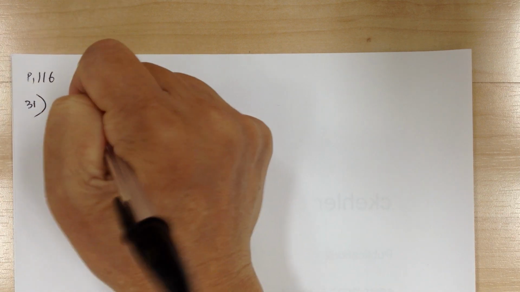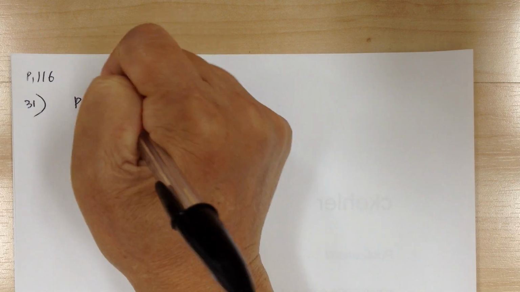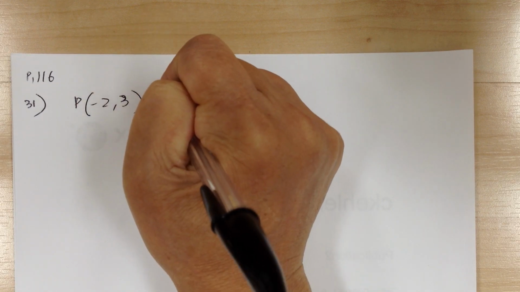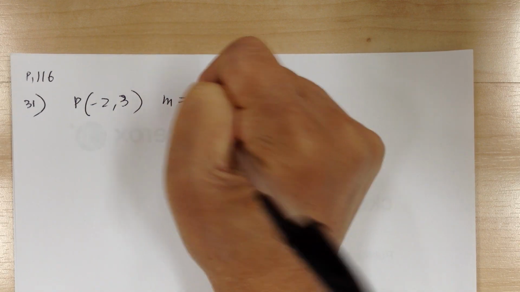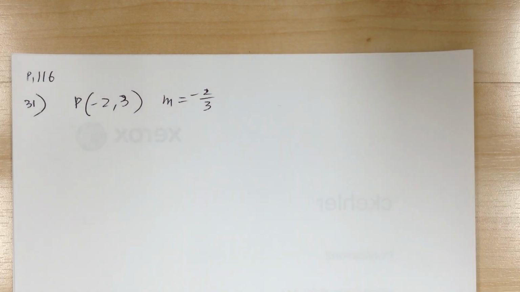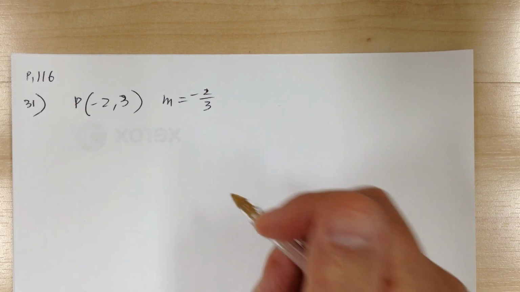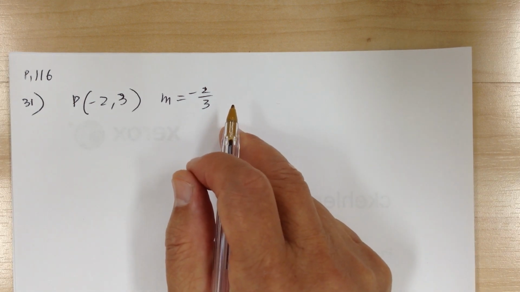Let's go to page 116 and start with number 31. So you have the point P at -2, 3 and slope equal to -2/3. The instruction is: graph the line through point P having slope m and find the coordinates of two other points on the line. So you want to graph that and find 2 points on the line.